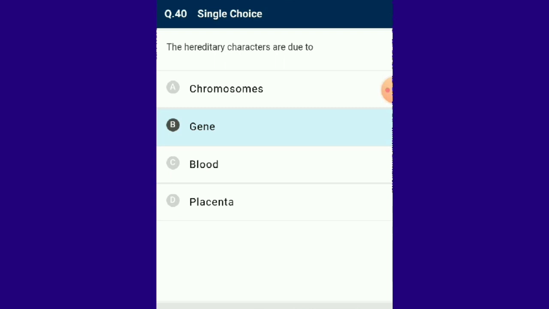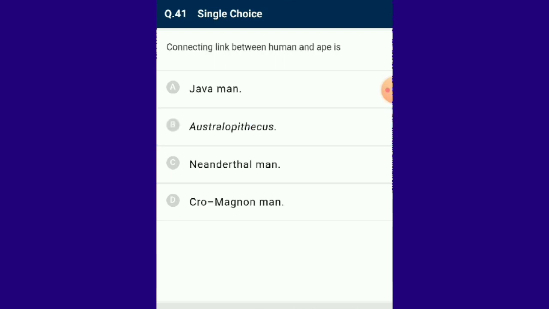Question number 41. Connecting link between human and ape is. Australopithecus is the connecting link between ape and human. Their brain capacity ranged from 450 to 600 cc, slightly larger than that of the modern adult chimpanzee. Thus, Australopithecus represented man with an ape brain. Australopithecus were frugivores and lived in grassland 2 million years ago. So the answer is option B, Australopithecus.